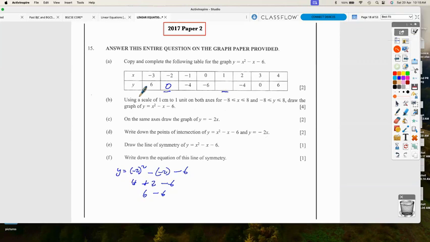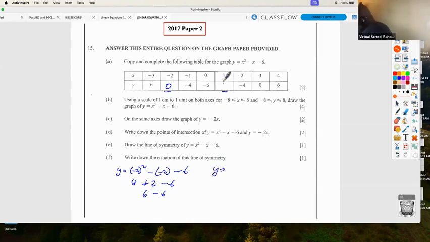Okay, so the next one will be y equals, this time x is 1. This will be 1 squared minus 1 minus 6. So we get 1 minus 1 minus 6. 1 minus 1 is 0, minus 6 is -6. So this here is -6. Who is with me?